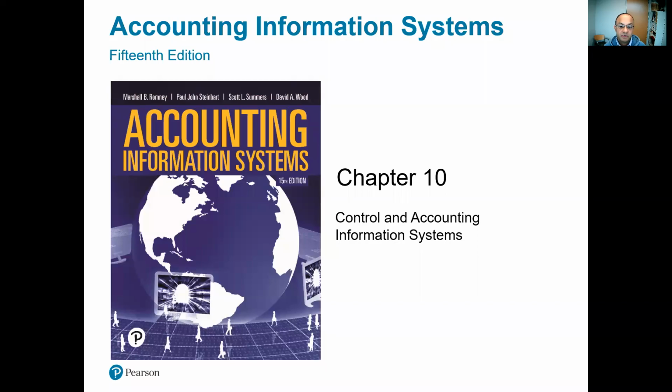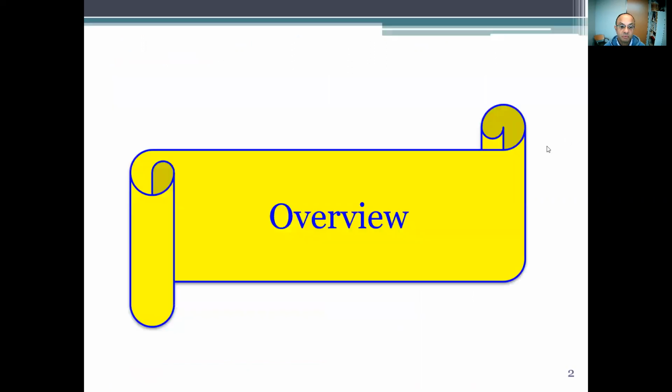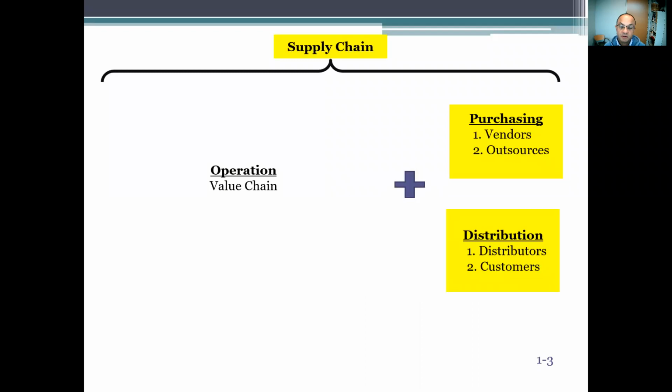Hi there. In this video, we will talk about the controls that could be made on the database. But before we go through this chapter, let us have a quick review on the topics that we covered over the last 5 chapters. If you remember, in the first chapter, we talk about the supply chain and the value chain. We said the supply chain has 3 elements: the value chain, along with purchasing and distribution functions.